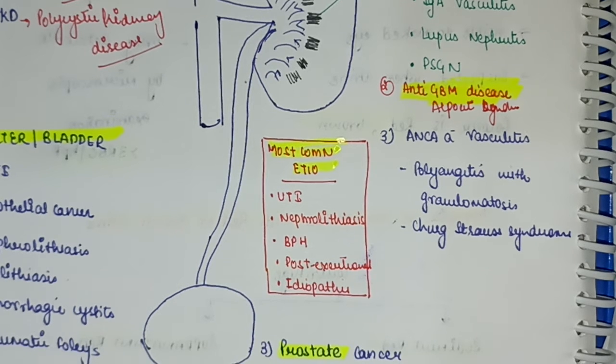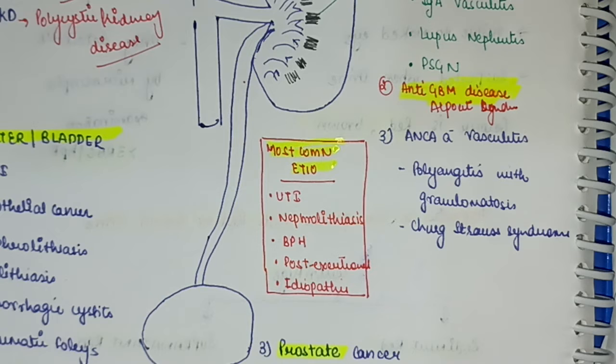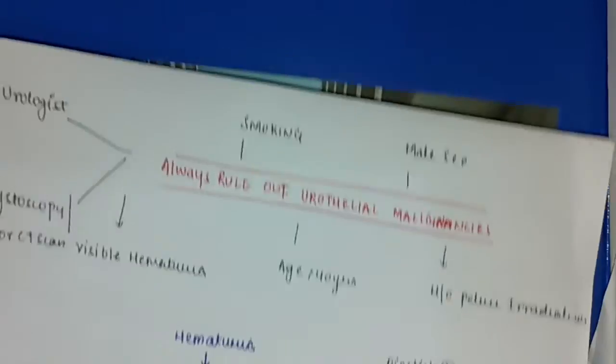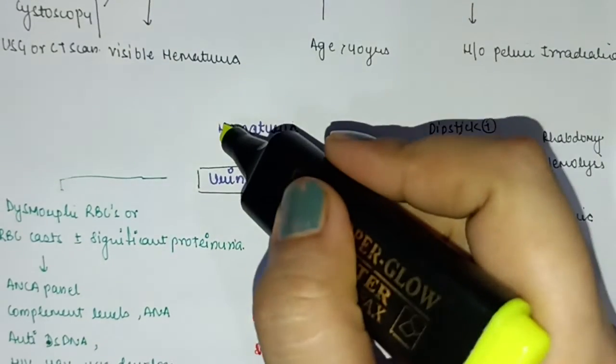Post-exertional hematuria is also common, so it is better to repeat urine analysis in the patient after 4 to 6 weeks, or it can be idiopathic. So the 4 or 5 most common causes of hematuria are UTI, urolithiasis, BPH, post-exertional, or idiopathic. These are the different causes of hematuria. Now we will move to how to approach a patient with hematuria.